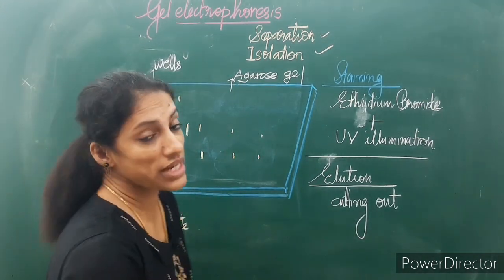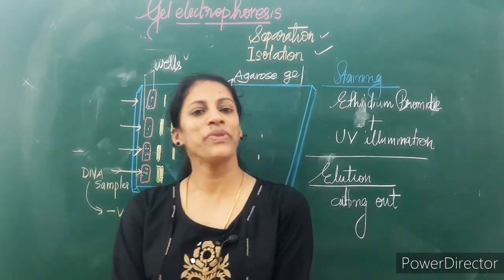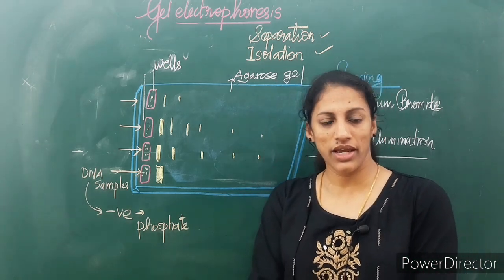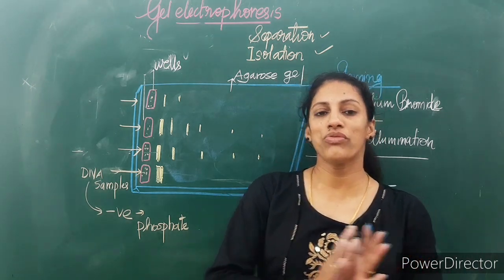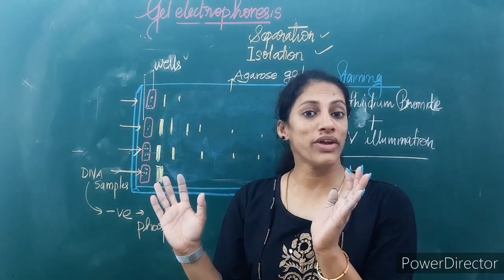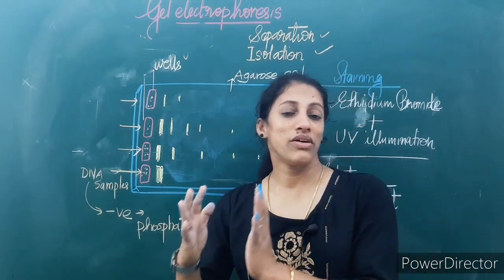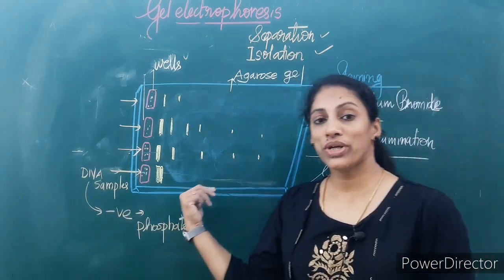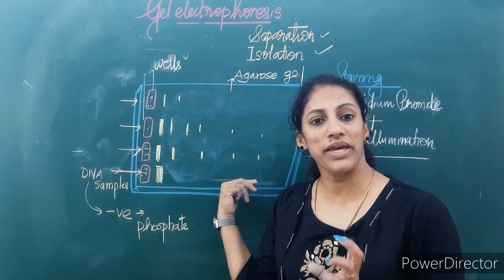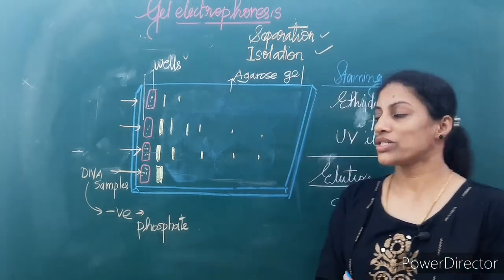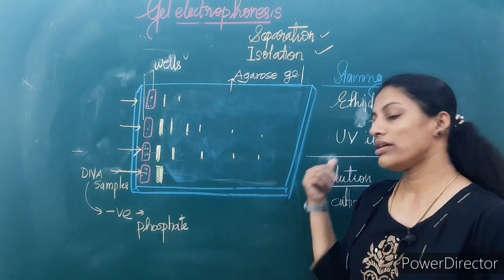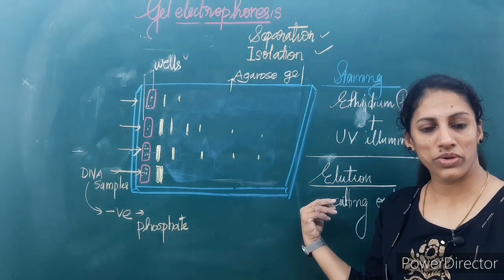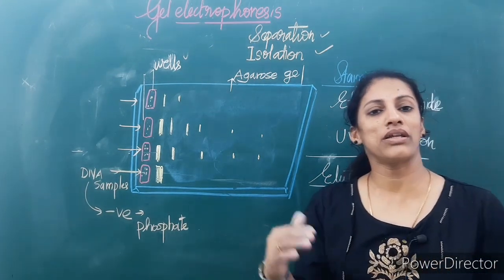It's a technique of separation or isolation of DNA fragments. This is possible because of the negative charge of the DNA, and under an electric field the DNA fragments move towards the anode; the larger fragments move slowly, whereas the smaller fragments move very fast. Another important thing is that during this separation, the sieving effect of the gel plays a special role. So that's about the gel electrophoresis technique. Also study the staining using ethidium bromide and UV, and the elution process by which the DNA fragments can be cut out from the gel.